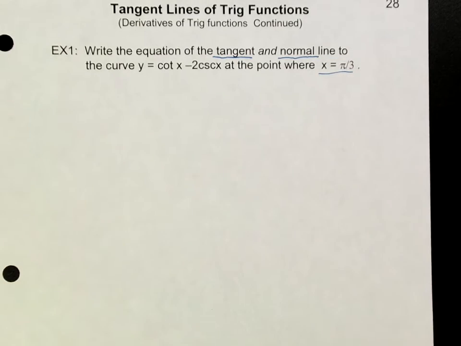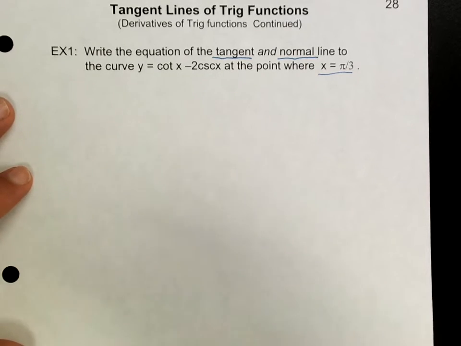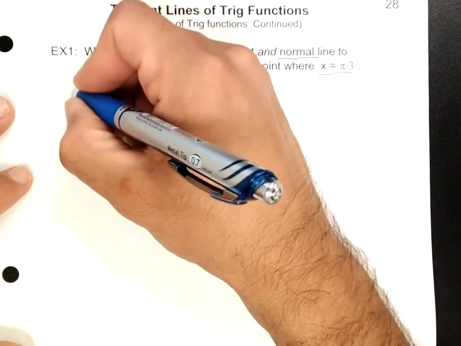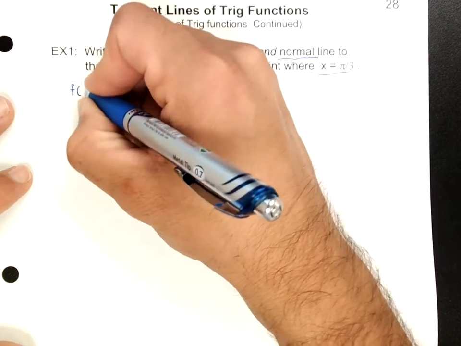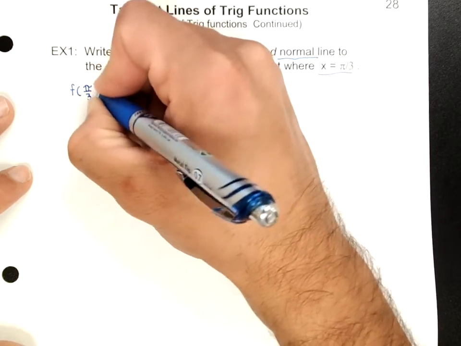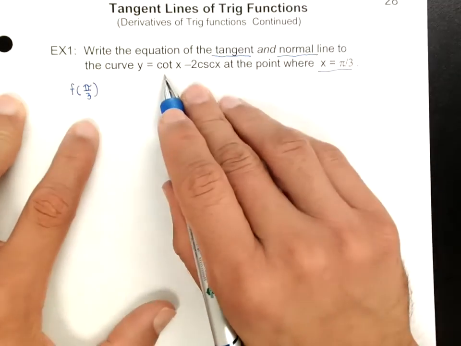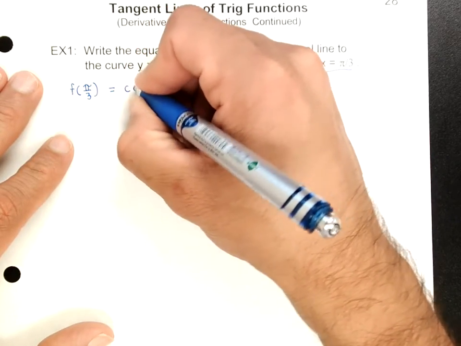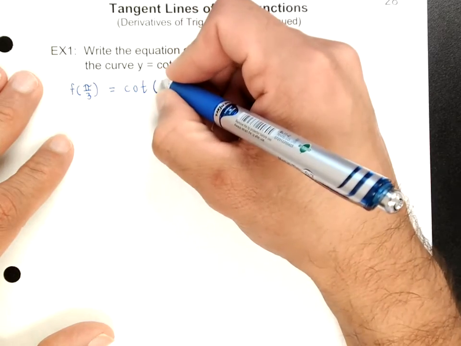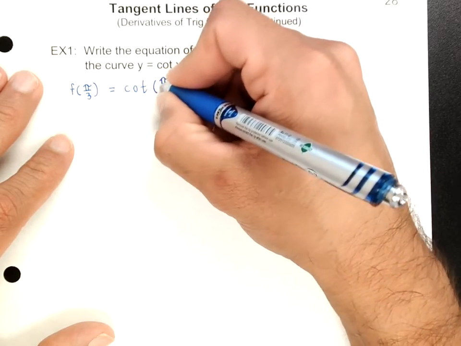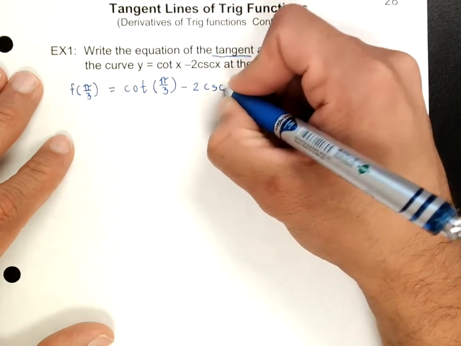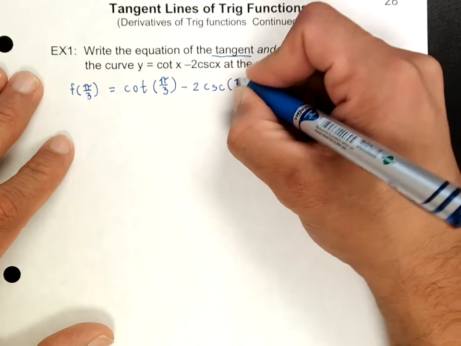And we will use the same x and the same y coordinate. So anyway, we're going to write the equation of a line, and remember that we always need a point and a slope. On this one, the first thing I'm going to do is find the y coordinate of the tangent line. So I'm going to plug in pi over 3 into this equation right here. So we have the cotangent of pi over 3 minus 2 cosecant of pi over 3.